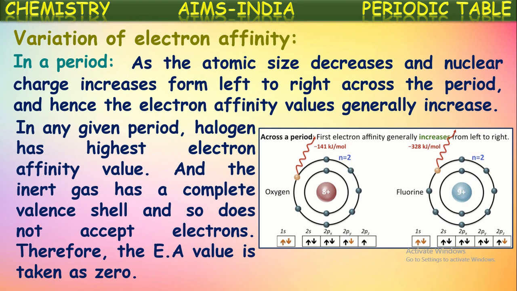So in the periodic table, from alkali metals to halogens it gradually increases. That means the halogen has the greatest electron affinity in any period and the alkali metals have the lowest.